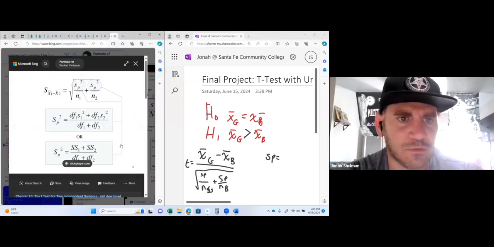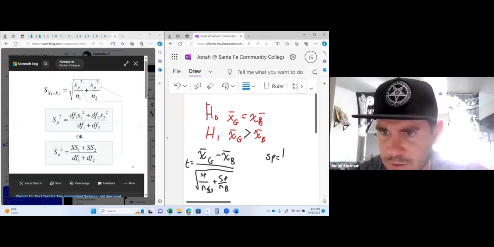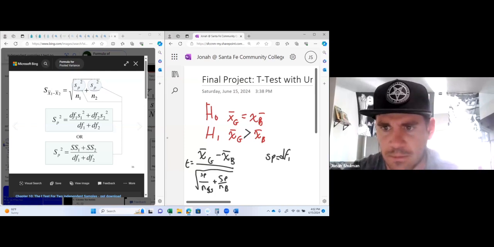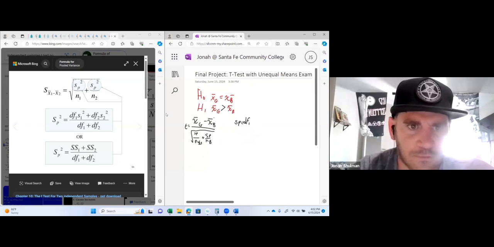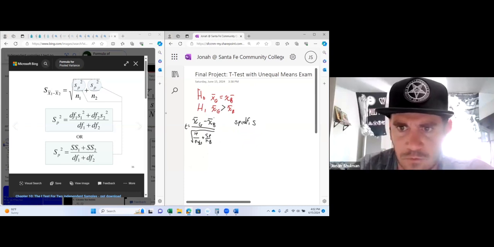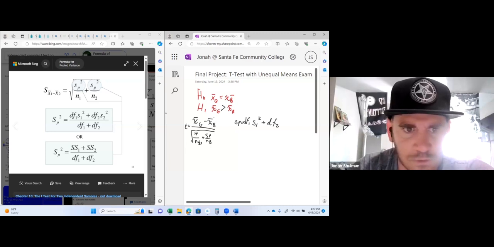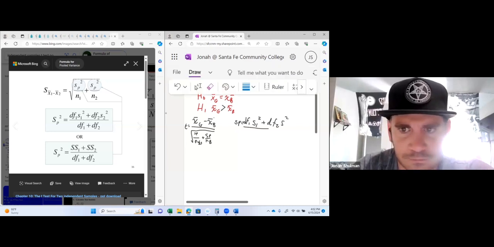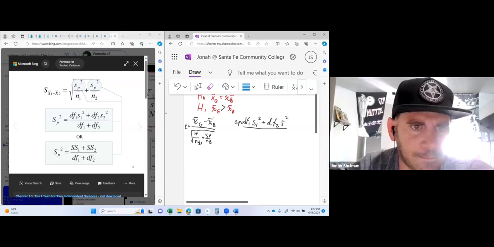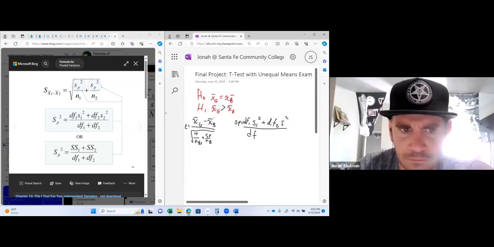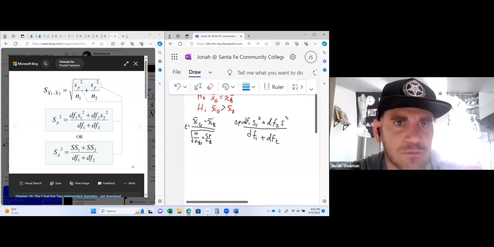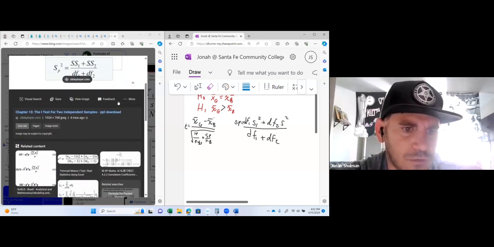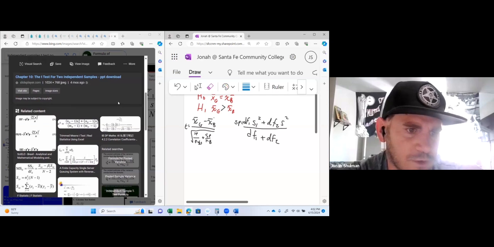We're just trying to figure out the pooled variance, which we know is df of 1 times the variance of 1, plus degrees of freedom of 2 times the variance of 2, and then it is divided by degrees of freedom of 1 plus degrees of freedom of 2. We already have all the values for this pooled variance, so we should be good to go.